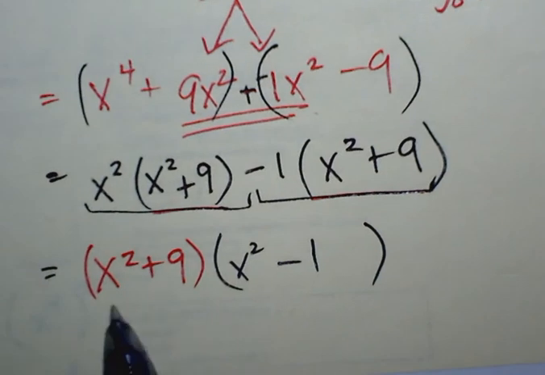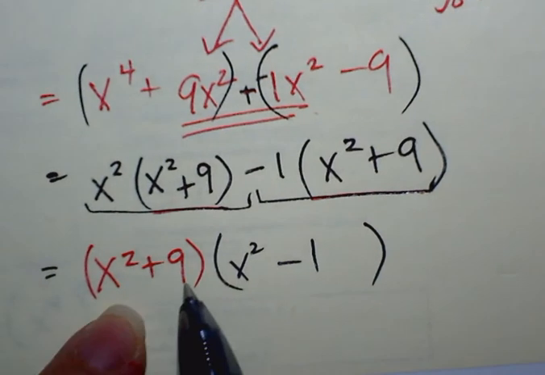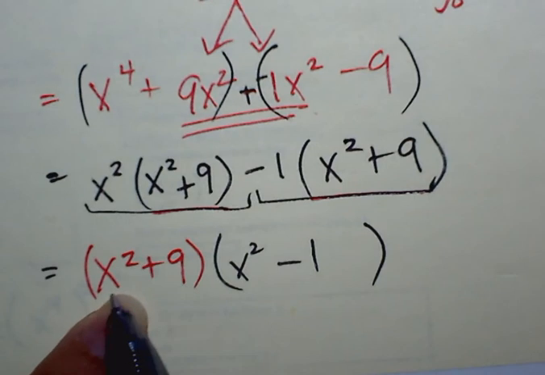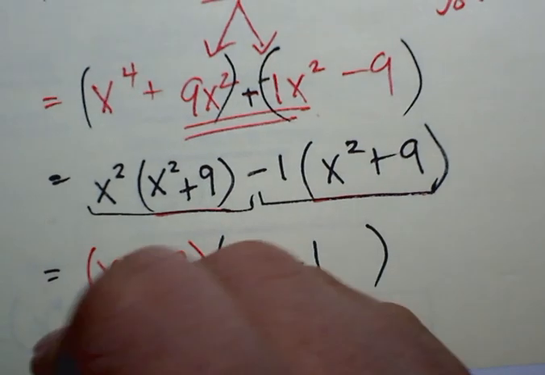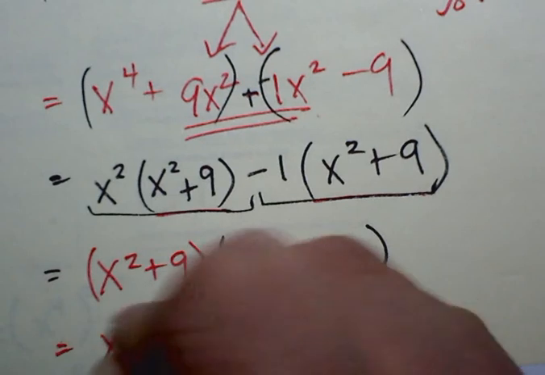Okay, is this a difference of squares, the first one? Why? X squared is a square, 9 is 3 squared, but is it a difference? Hold on. It's a sum, right? So that's not a difference of squares. Can I factor that? No. You cannot. That stays.